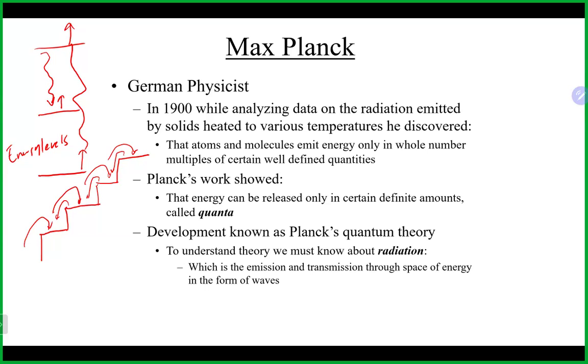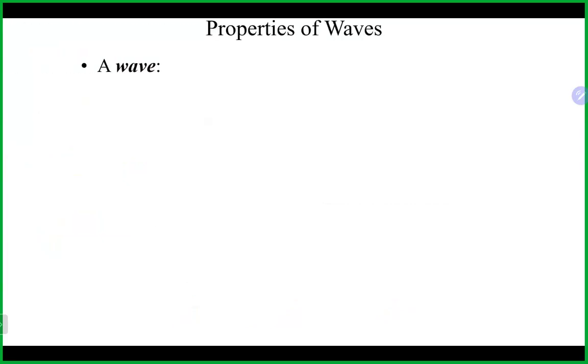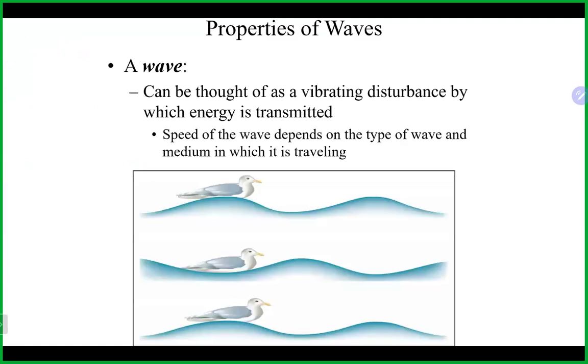Now, to understand Planck's idea, we have to talk about radiation, and radiation is really the emission or transmission in space of energy in the form of waves. So as it's doing this transition, energy is being given off in the form of a wave. And waves do have some characteristics associated with them. Let's talk about some of those characteristics in a second. But a wave can be thought of as a vibrating disturbance in which energy is transmitted.